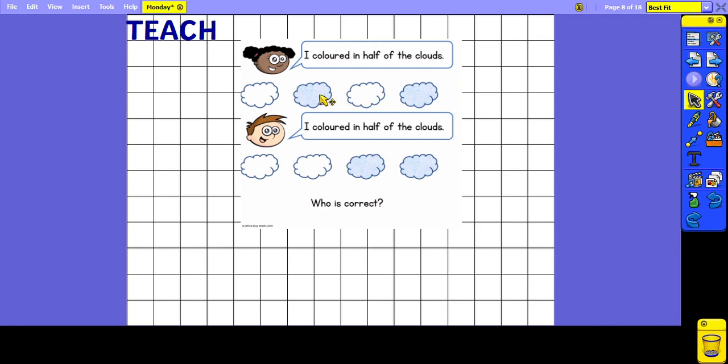this girl has coloured in 2 clouds, so 2 of the 4 clouds. We know that 2 is half of 4, so she has coloured in half. Now the little boy has also coloured in 2. Now he's coloured in a different 2 than the girl, but it doesn't matter because we know that 2 is half of 4. So it doesn't matter which ones you colour in, as long as you colour in 2. So they are both correct.